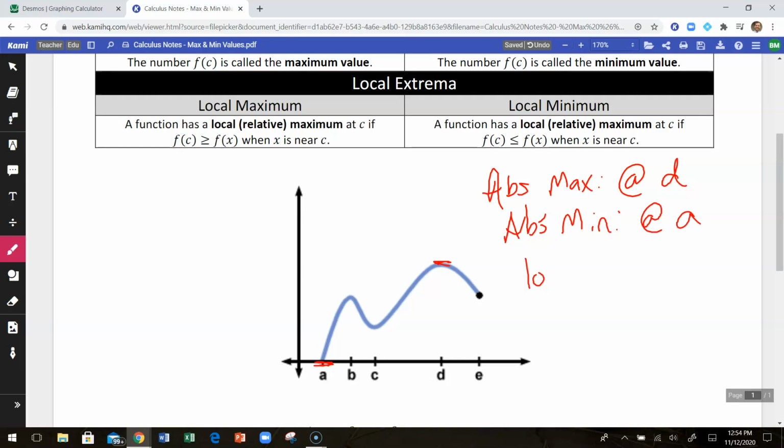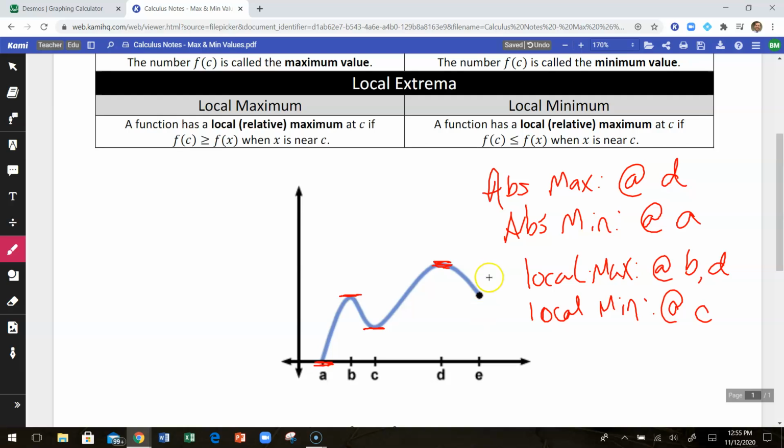And then local max, we have two of them. There's a local max at B and at D. So an absolute max could also be a local max. So we have these at B and at D. And then we have a local minimum at C. Now, there's not a local minimum at A because I don't have that valley there, right? And the same is true about E.